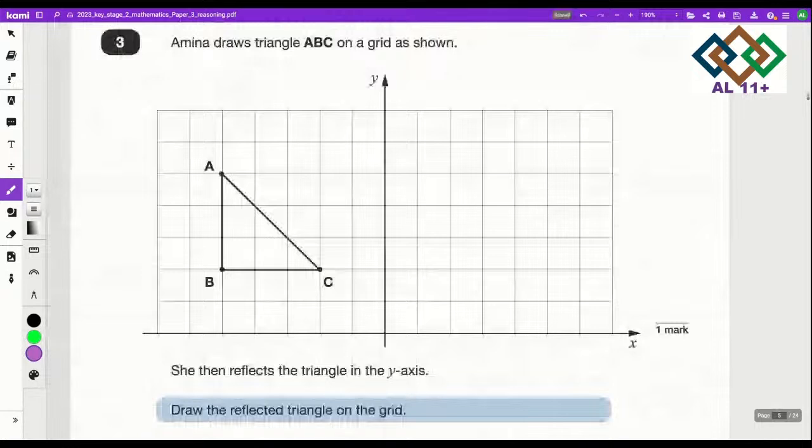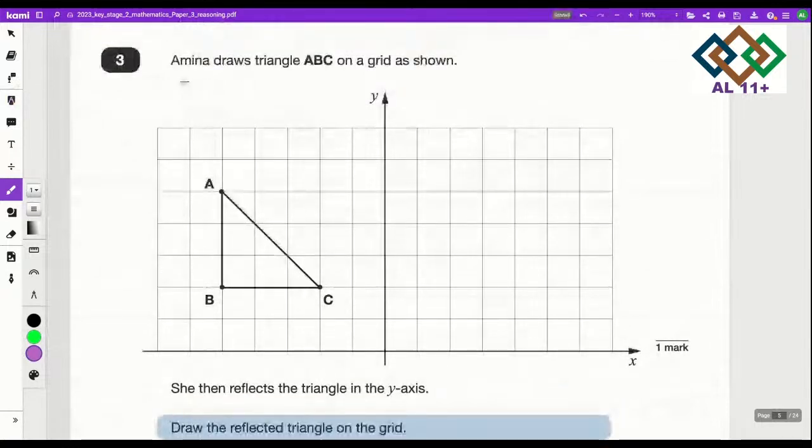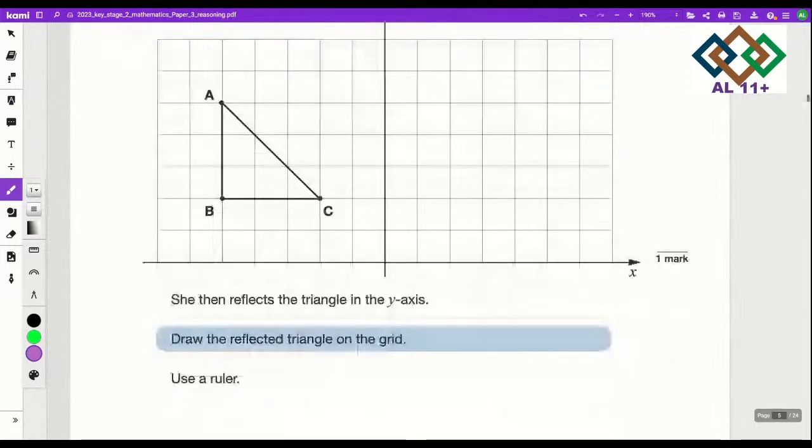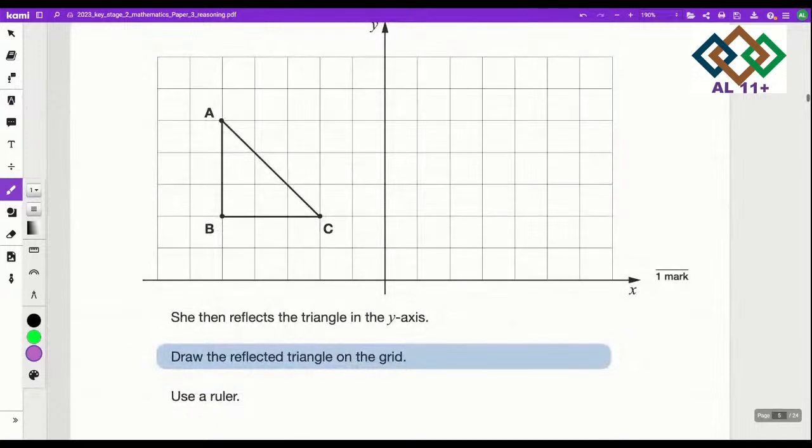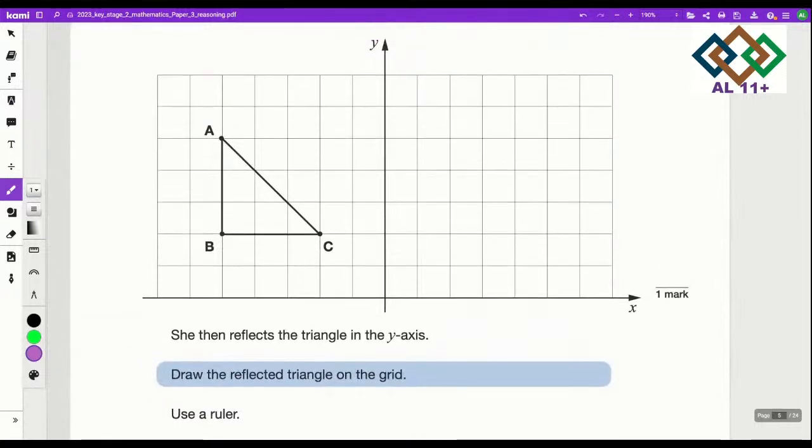In the next one, they are telling you, I'll make that for you guys. They said that Amina draws a triangle ABC on a grid as shown. She then reflects the angle in the y-axis. Draw the reflected angle on the grid, use a ruler. So basically, you guys have to use a ruler. And after using the ruler, you will make something like this. Because remember that is a reflected one. So it goes like that.